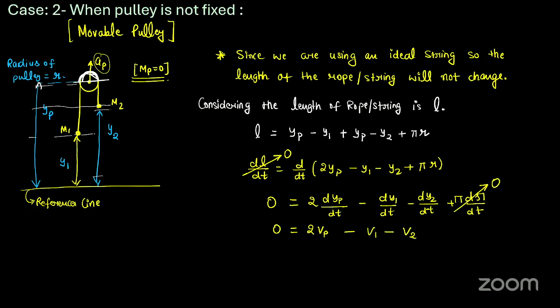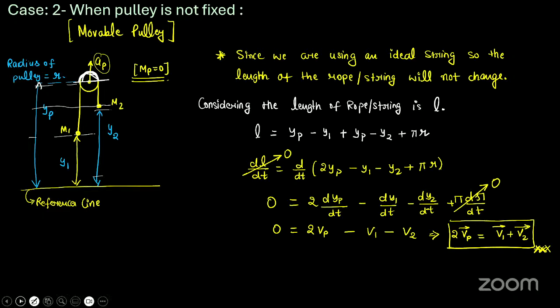Okay. Again, first of all, I'll write it in a simpler manner. So it will come out as 2 times Vp is equal to V1 plus V2. And this is the vector sum, you can say. Okay. This is a really important formula to note down. Okay. This is very important.